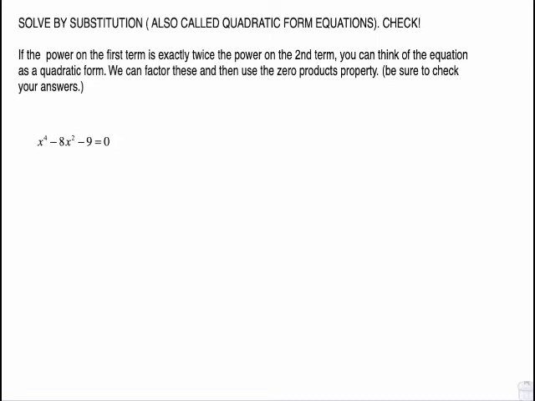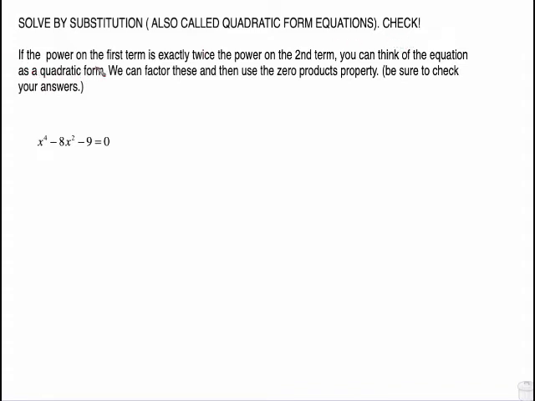This is MAC 1105, Section 1.6, Part 3. This is about solving polynomials like this by substitution. They're also called quadratic form equations. And then you've got to be sure you check these, and I'll show you why.